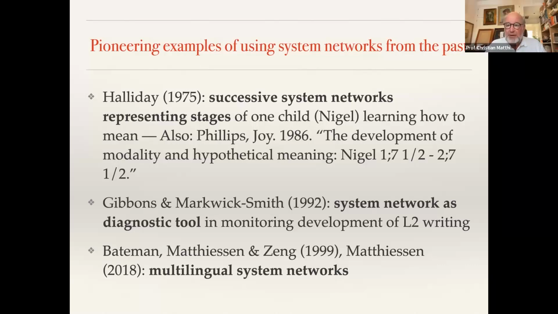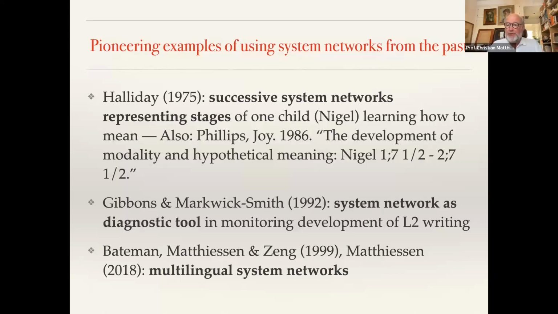A second example, explicitly in L2 education, again, a pioneering study by John Gibbons and Marquis Smith, using system networks as a diagnostic tool in monitoring L2 language development in writing. That was about 30 years ago, and it's a very interesting study to go back to.